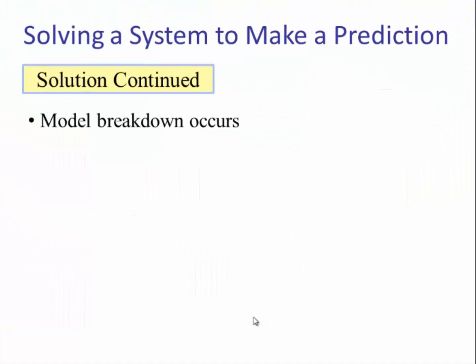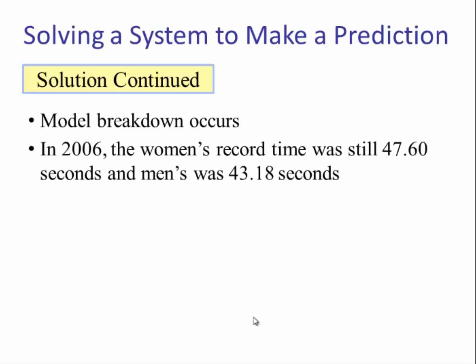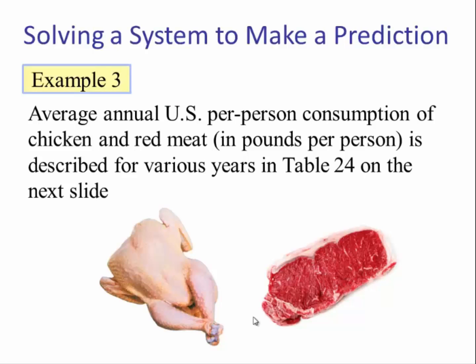So even though the model predicted when these two models will be equal, this did not occur. We had a model breakdown. In 2006, the women's record time was still 47.60 seconds, and men's was 43.18. So sometimes this happens when we try to model the pattern of data. Sometimes the pattern changes.